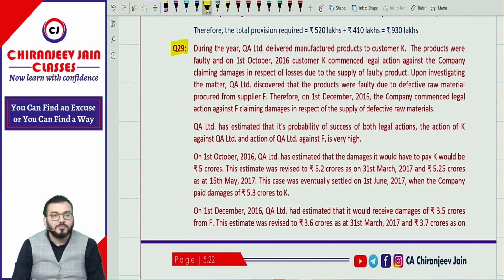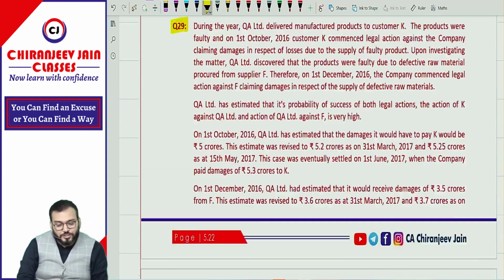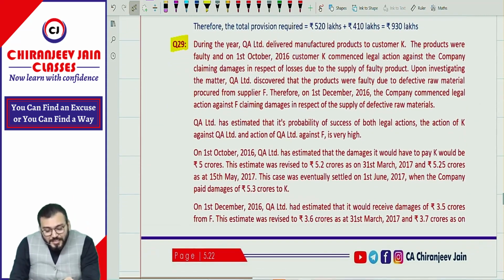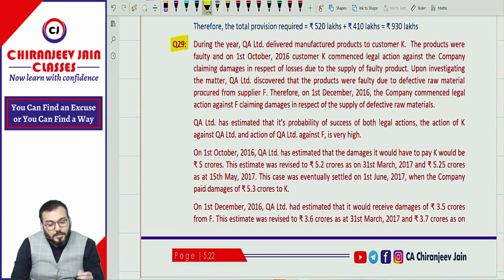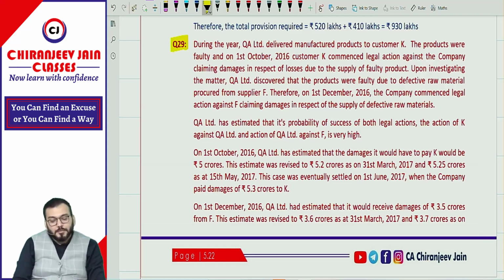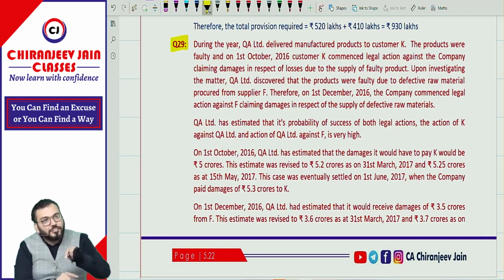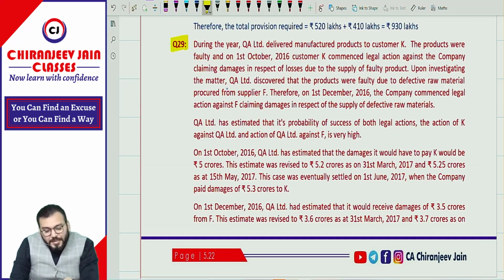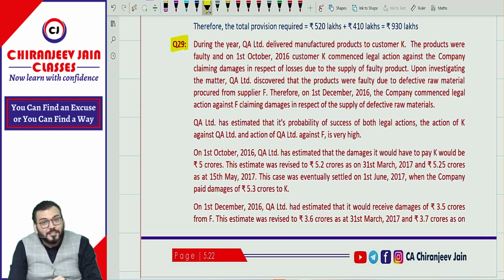Question 29. Change the reference. Question 29. Very good question. During the year QA Limited delivered a manufactured product to customer K. The products were faulty on 1st October 2016. Customer K commenced legal action against the company claiming damages in respect of losses due to supply of faulty products. It means customer K has filed a case against QA. Upon investigation of the matter, QA Limited discovered that the products were faulty due to defective raw material purchased from supplier F. Now QA will file a case against F.